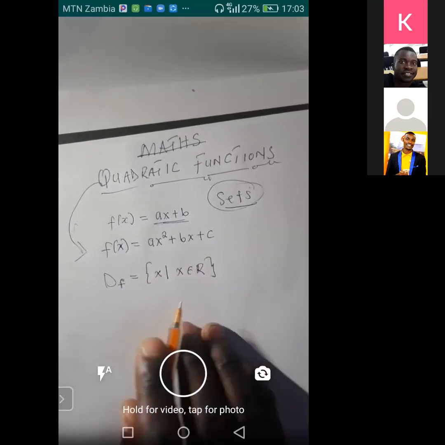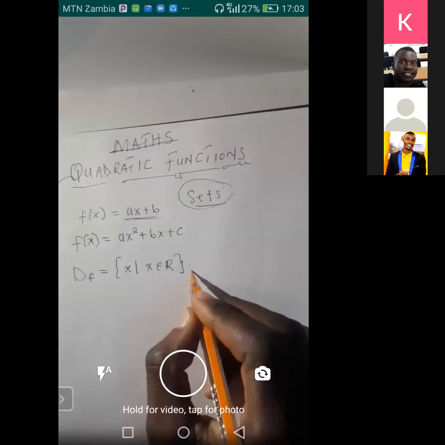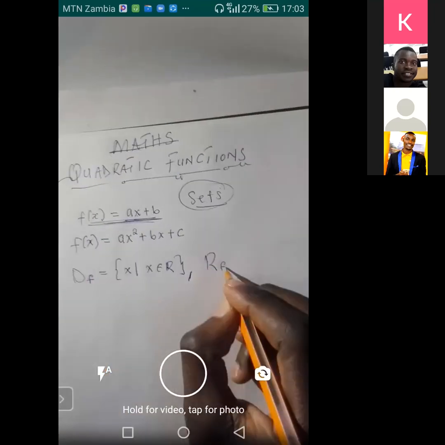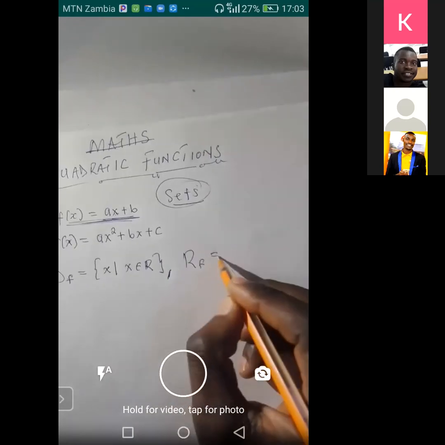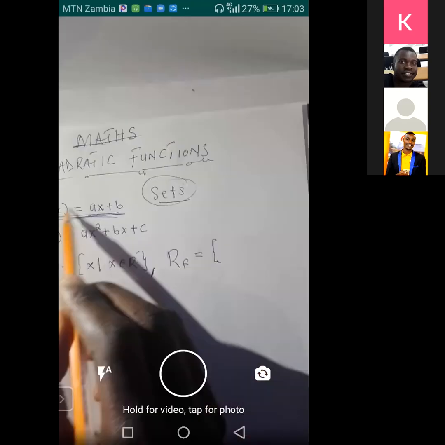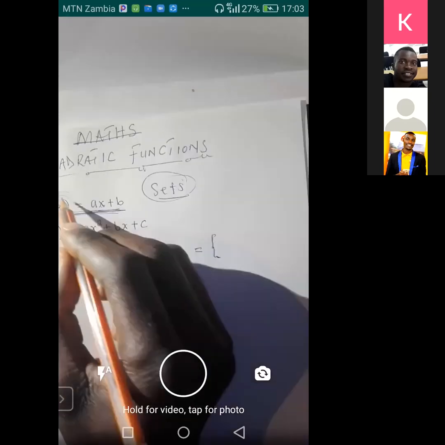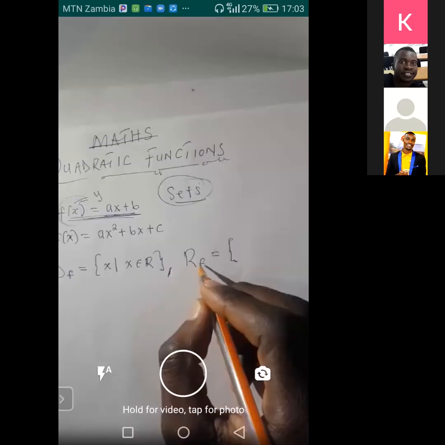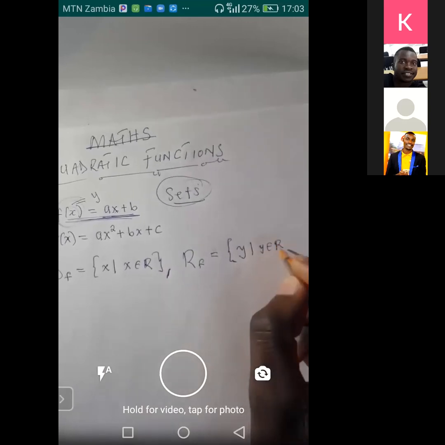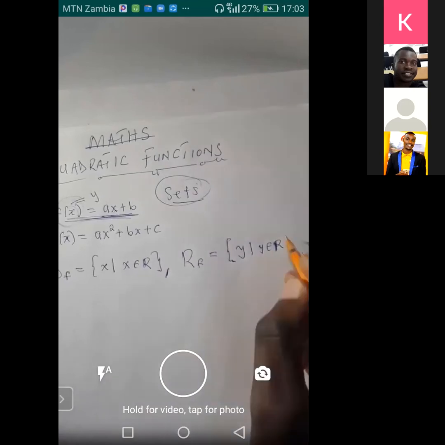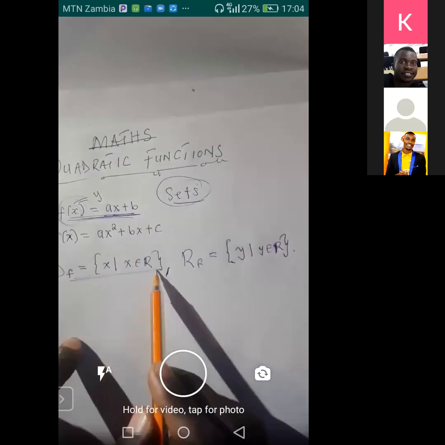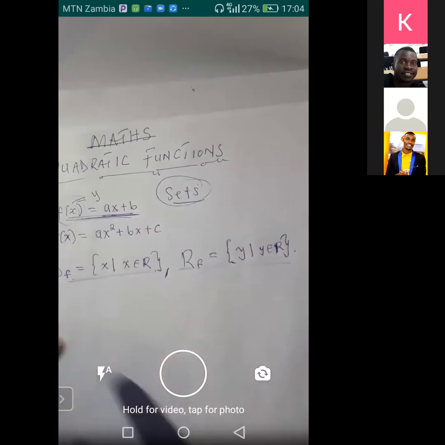And then we also have that the range of this linear function here is also simply all the real numbers. And then we talk about this f of x, which we said you can let equal y. So the range will also be {y in R}. So a linear function is defined for all reals, and also the range is simply all the real numbers.